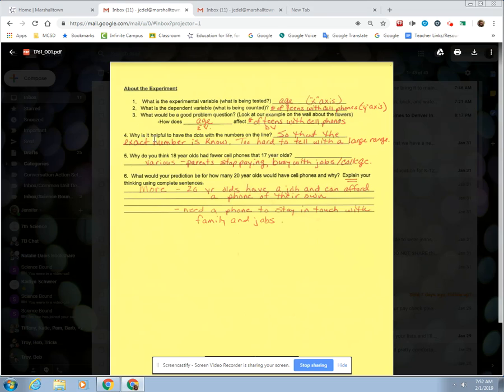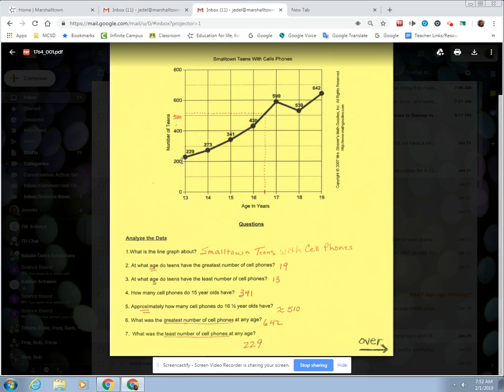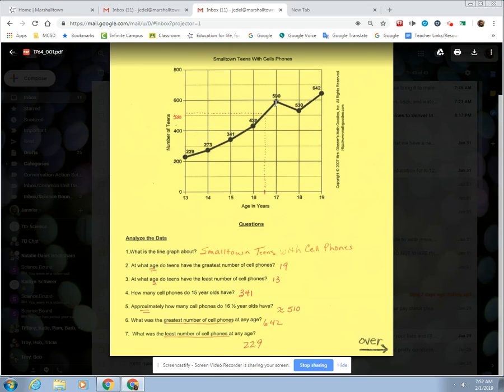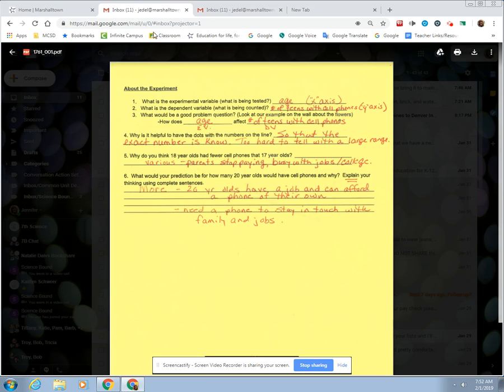The next one, why is it helpful to have the dots with the numbers on the line? Well, so that the exact number is known. It's too hard to tell. Once again, when there's a big range of numbers, like from 200 to 400, it's hard to know that that little dot is exactly 273, or that that dot is 229, or that this dot is 590 and not exactly 600. So that was the benefit there, so that you could know the exact number.